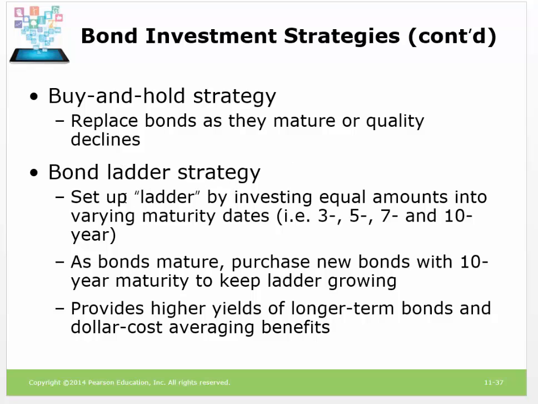There's something called a bond ladder strategy, where essentially you invest equal amounts into varying maturity dates, like 3, 5, 7, and 10 years. So as these 3-year bonds mature, you would then replace them with new 10-year bonds. So you would continually replace bonds that mature with longer term bonds at the end of this ladder, which is your investment horizon. This is going to provide potentially higher yields with longer term bonds. And you get a dollar cost averaging benefit that's going to help you spread out some of the costs of investing in bonds.